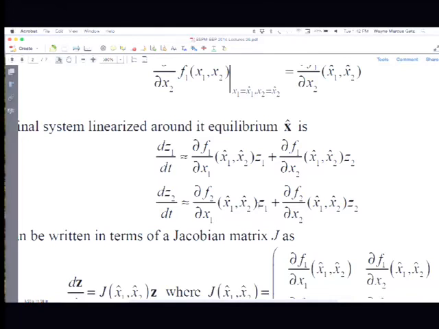Well, just say it verbally. What does it involve? There are 4 quantities. And so how do I get equations for these 4 quantities? Well, how many initial conditions are there, initial values? There's one for x1 and one for x2, so 2.